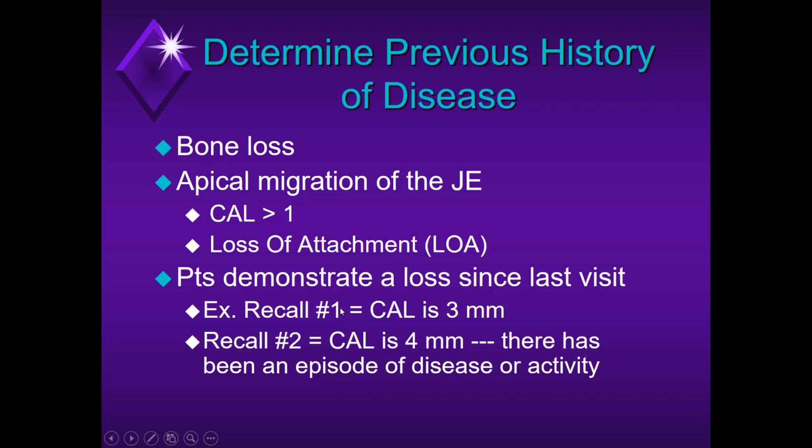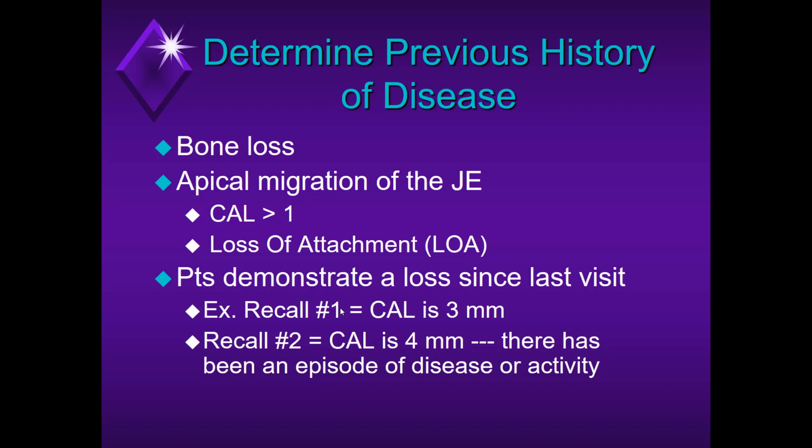So, determining previous history of disease. We know one has had a history of periodontitis by bone loss, right? And we think once they've lost it, it's very hard. You can't really grow it back. So once we see bone loss, we know that the patient has had a history of periodontitis. We don't know if it's ongoing, if they're currently active, but we know it's a history.